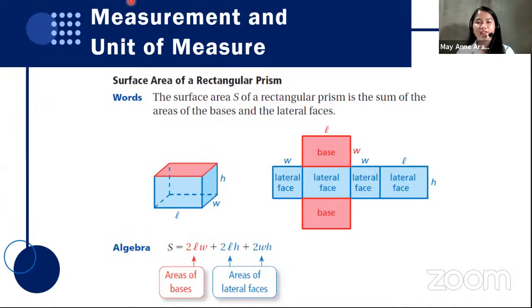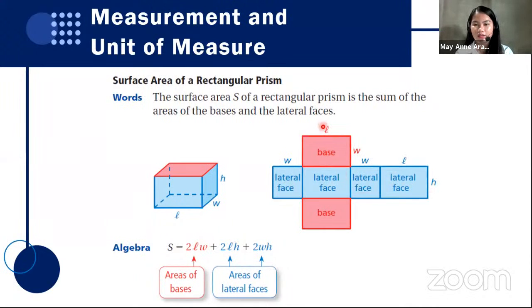Okay, for the surface area of a rectangular prism, the surface area denoted by the letter S is just the sum of the area of the bases and the lateral faces. We know that the area of a rectangle is just length times width, and in a rectangular prism, di ba lahat yun rectangle. So we have just length times width. So how many length times width are there?